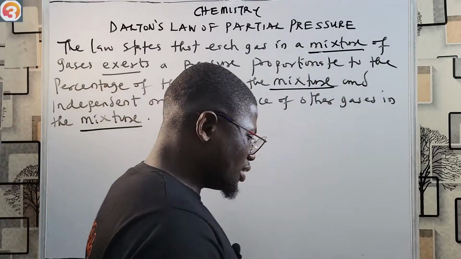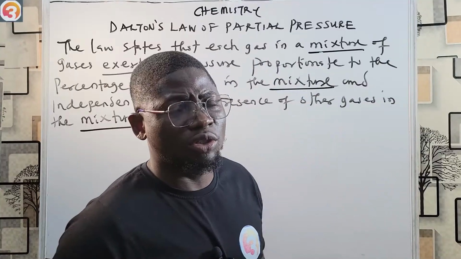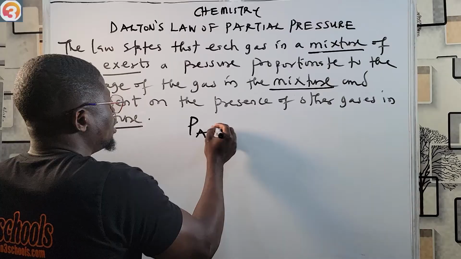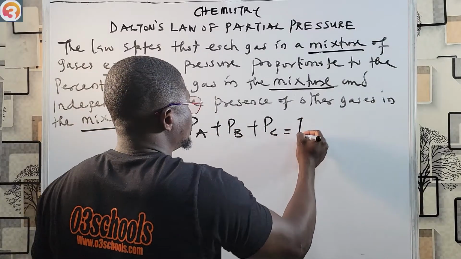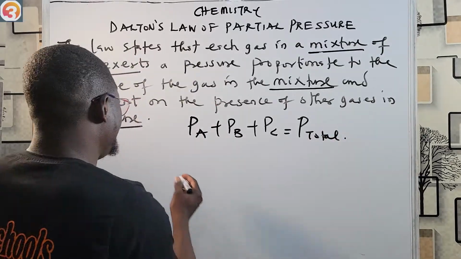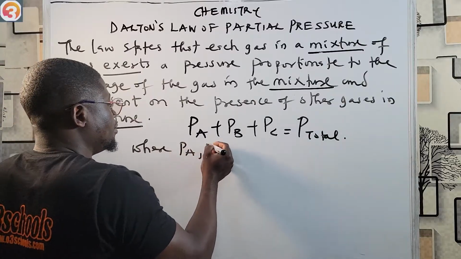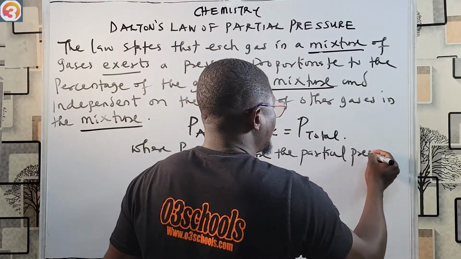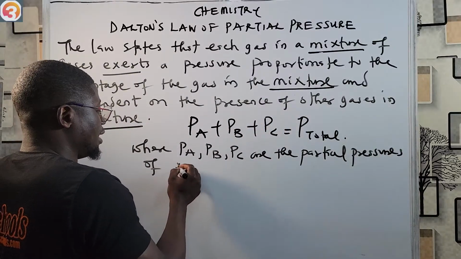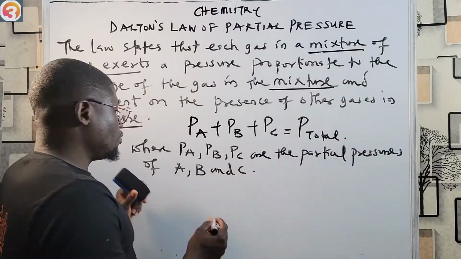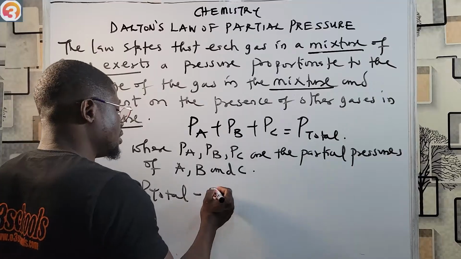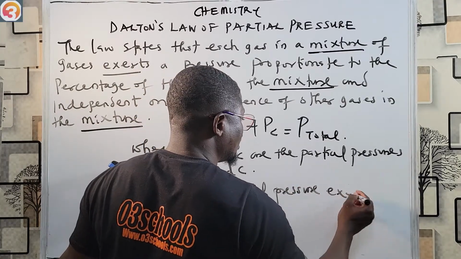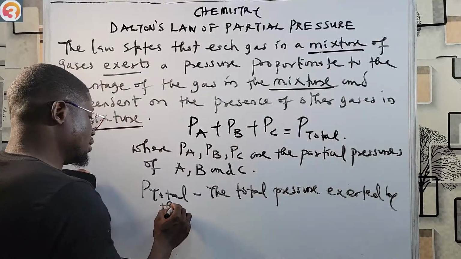Now, there are some formulas that will help us in solving questions on Dalton's law of partial pressure. One is PA plus PB plus PC is equal to P total. You have to know this. Where PA, PB, PC are the partial pressures of gases A, B, and C, while P total is the total pressure exerted by the gases.